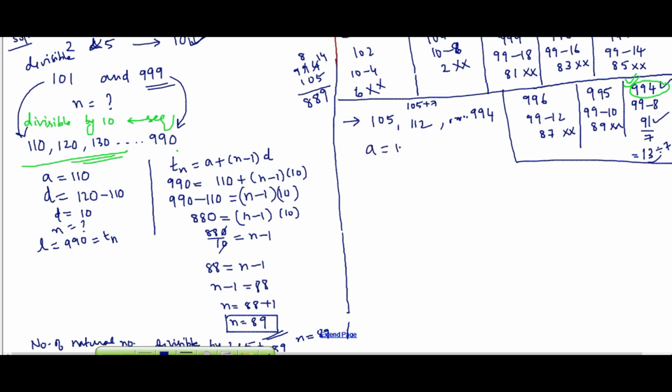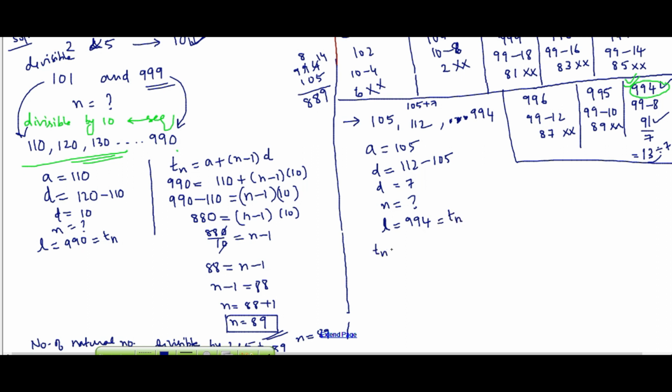Now a is 105 and d should be how much? Obviously 7. Yes, 7. So 112 minus 105. Still I am writing it. It's 7. And then we write n value. Do you know n value? That's what we are trying to find now. And then the last term is nothing but 994. Kindly consider this as dots. Okay, so this is nothing but Tn as well.